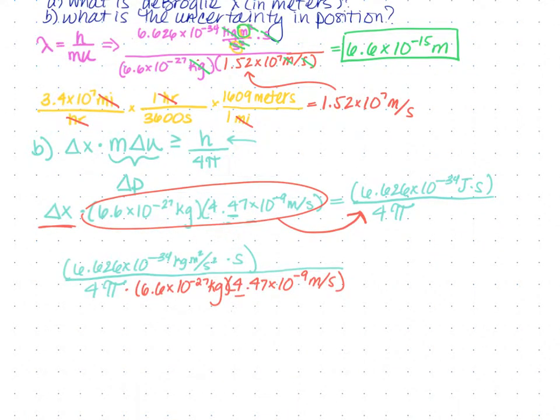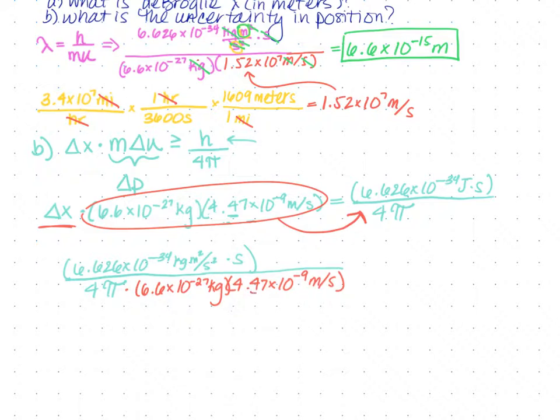Okay, so when I set this up, I have the following. I expanded what a joule is. So I have kilograms, meter squared per second squared, times second, over 4 pi, times the mass, times the uncertainty in the speed. So I'm going to correct something here though, the significant figure.